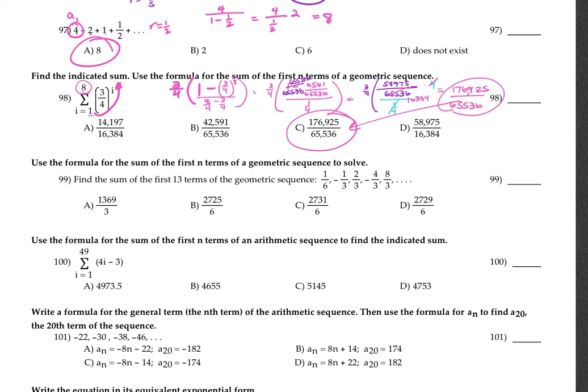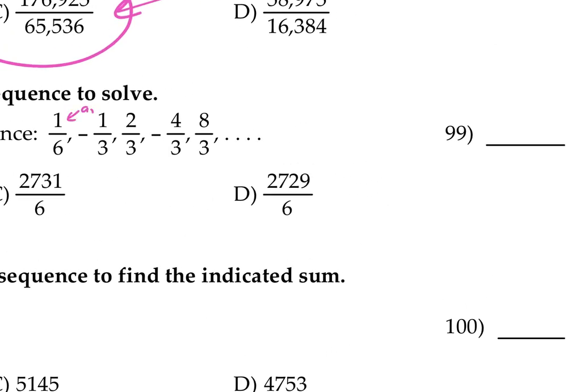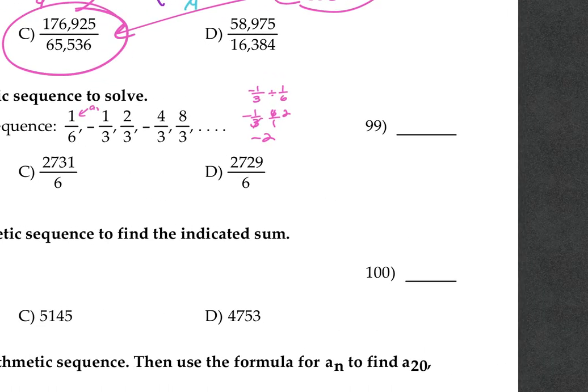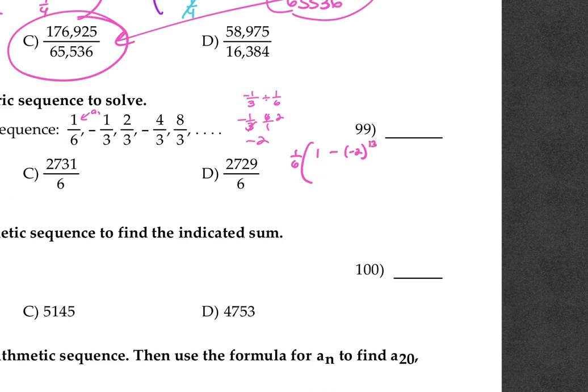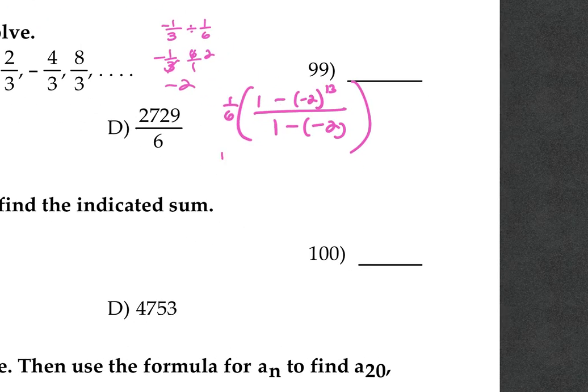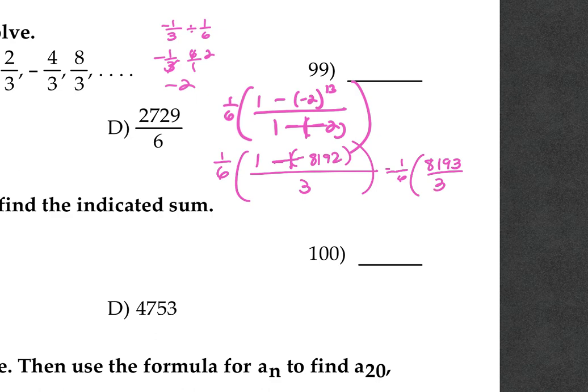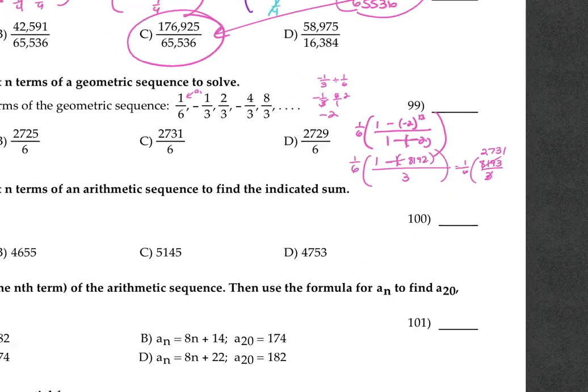99 says find the sum of the first 13 terms of the geometric sequence. So we know A1. Negative 1/3 divided by 1/6 would be negative 1/3 times 6 over 1. And this is negative 2. So then I would do A1, which is 1/6, times 1 minus a negative 2 to the n, which is 13, over 1 minus a negative 2. Negative 2 to the 13th is a negative, so this becomes minus a negative 8192, which becomes plus. Over this also becomes plus with 3, so I get 8193 over 3, divided by 3, 2731. And that's 2731 over 6, which is C.